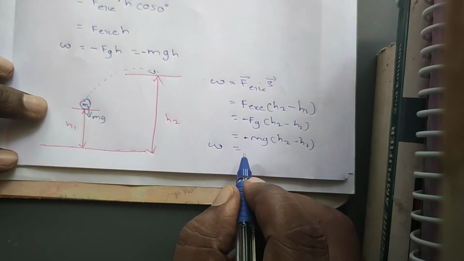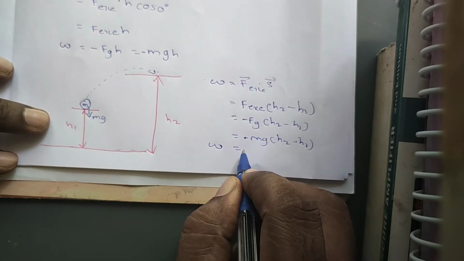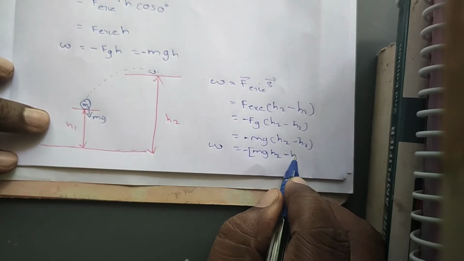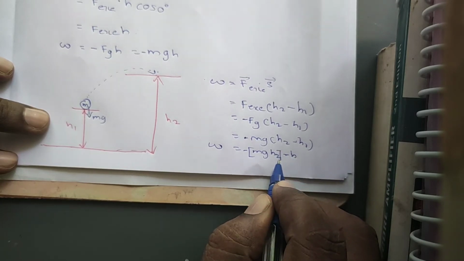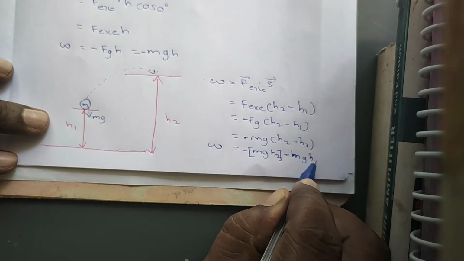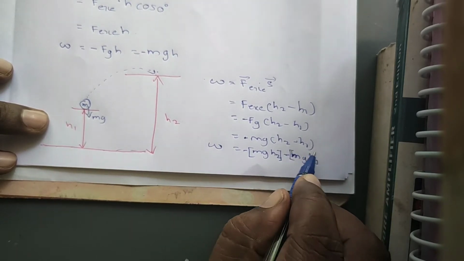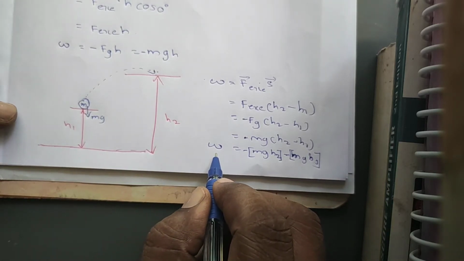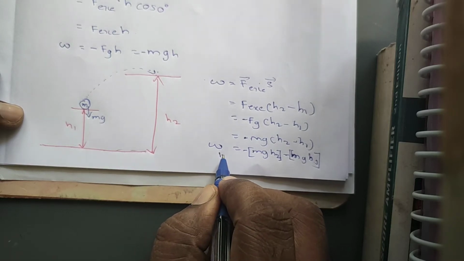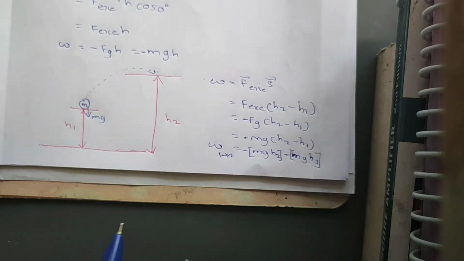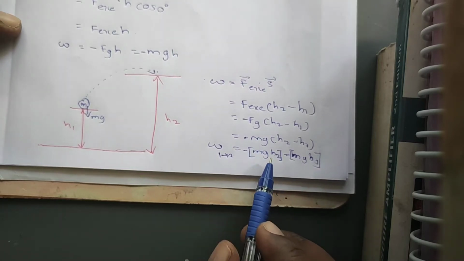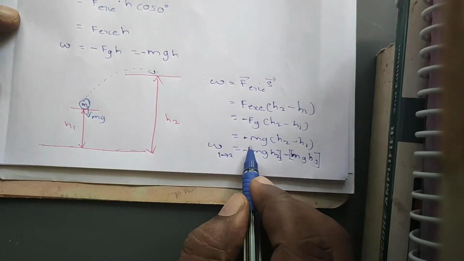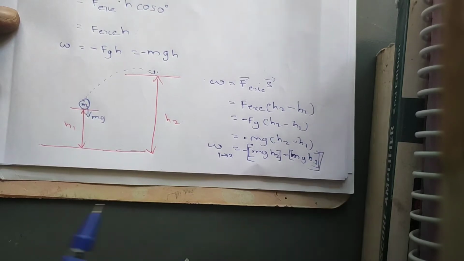What is the work done here? You can see the minus taken as common. That is mg h2 minus mg h1. So this work done is the work I do to shift an object from 1 to 2. What is this? This is the potential energy. Minus mgh is the potential energy of this point. This minus is common for this.